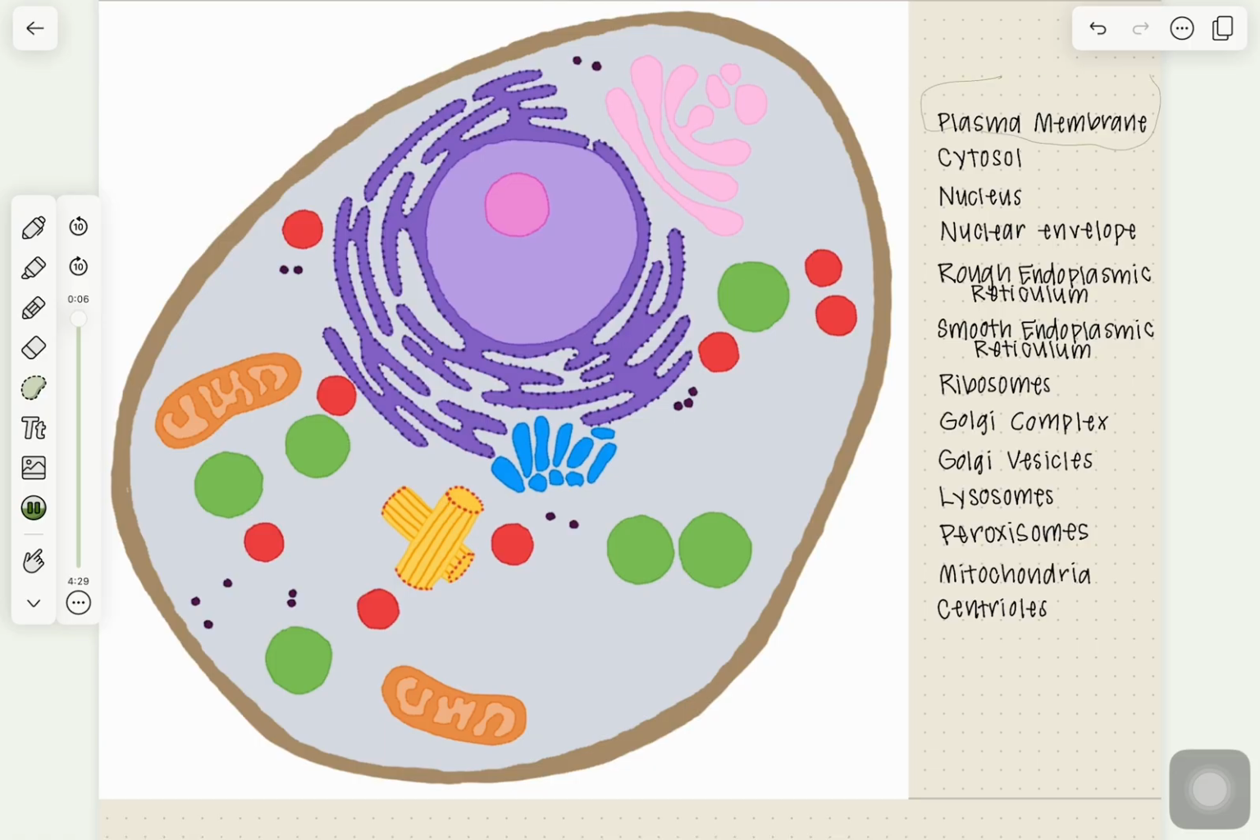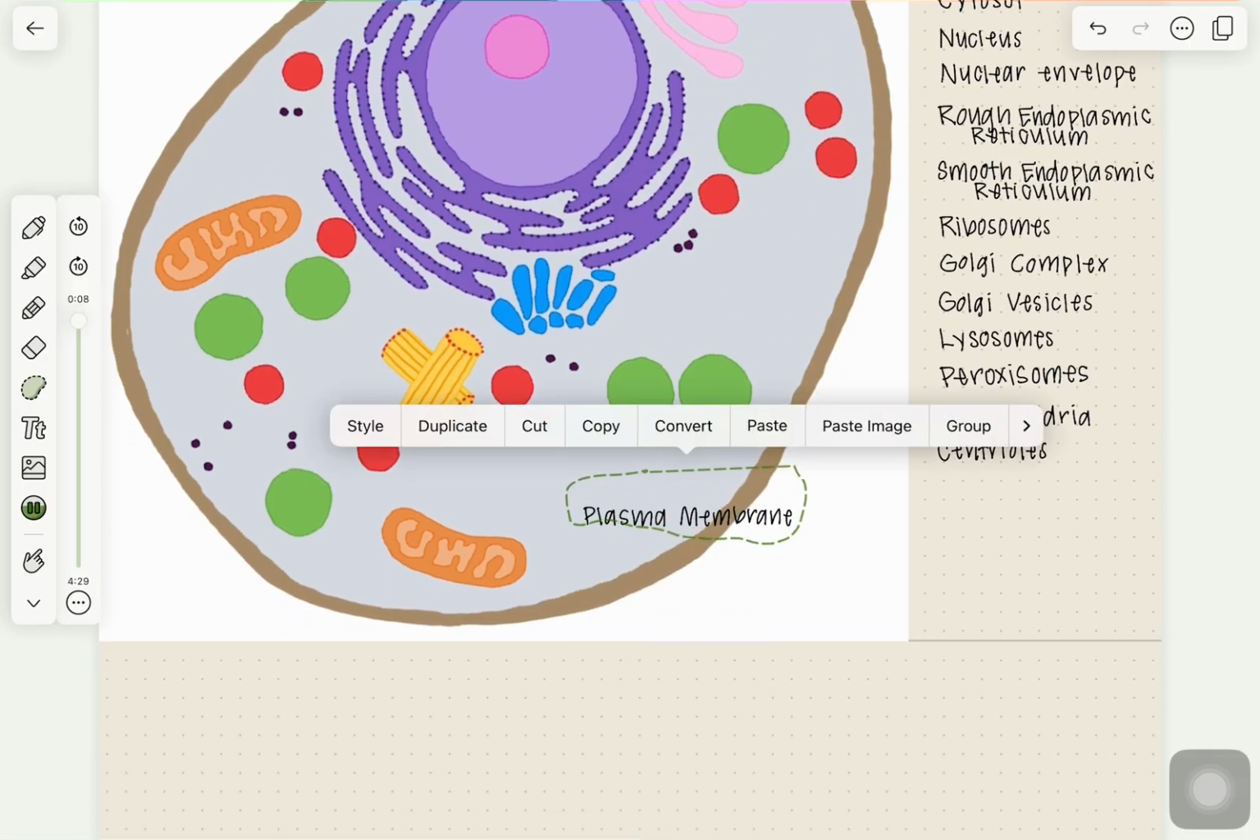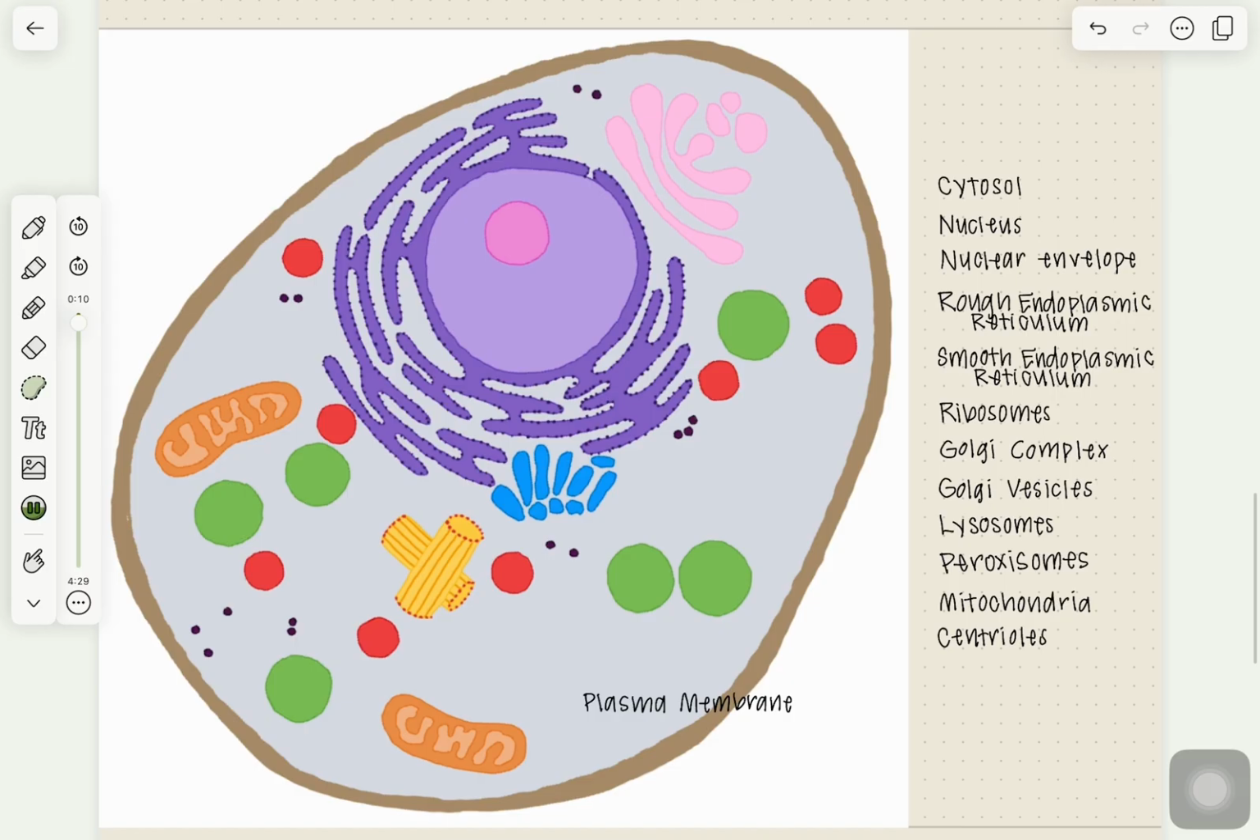First, we're going to be starting with our plasma membrane, also known as a cell membrane. Its function is it creates structure to the cell while also protecting it. The membrane is semi-permeable, meaning it allows things to enter and leave. It also controls interactions and communications between other cells, and it is formed by two layers of phospholipids called the phospholipid bilayer.